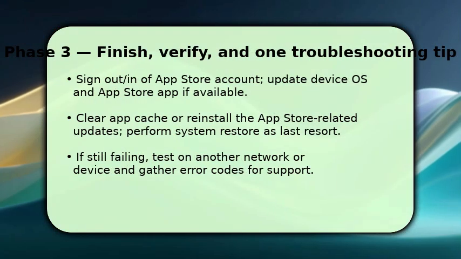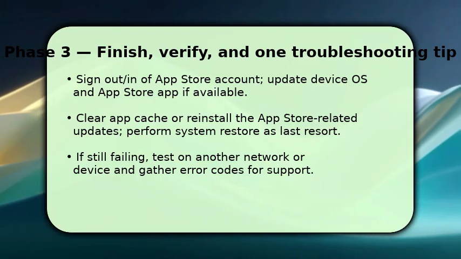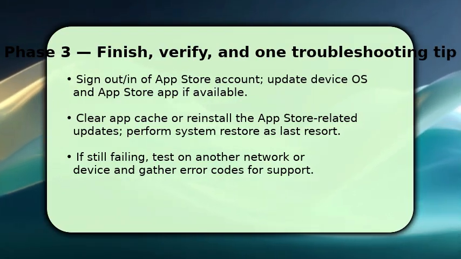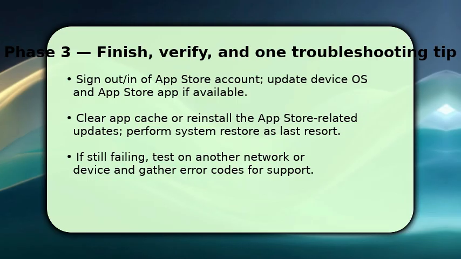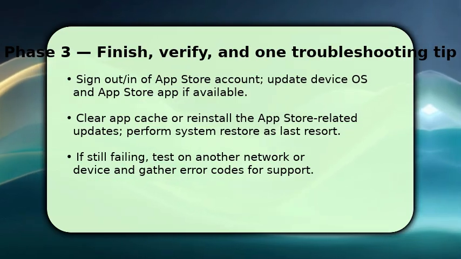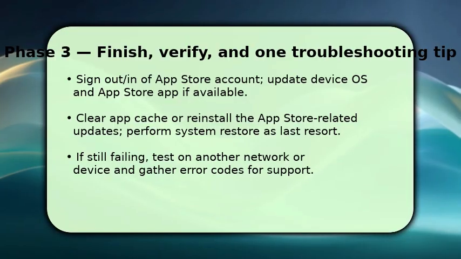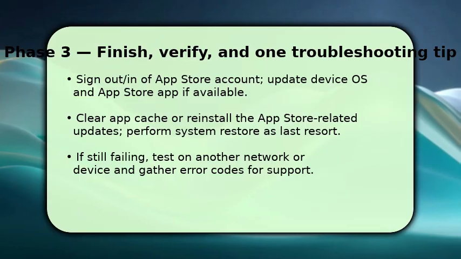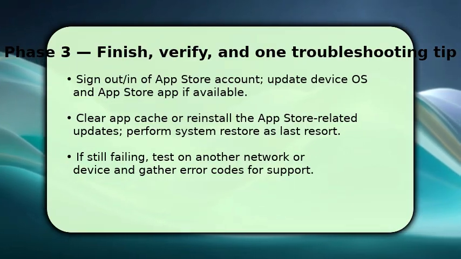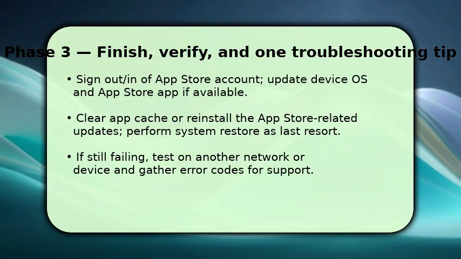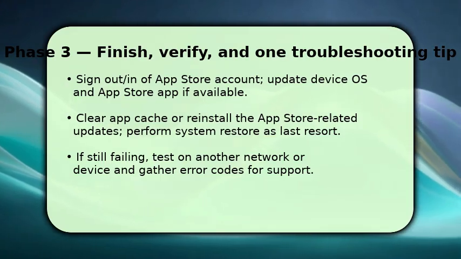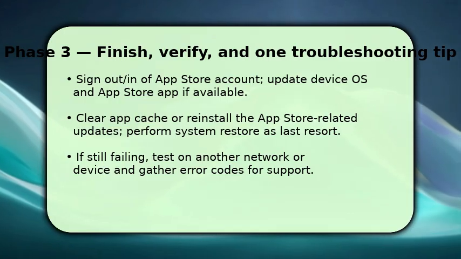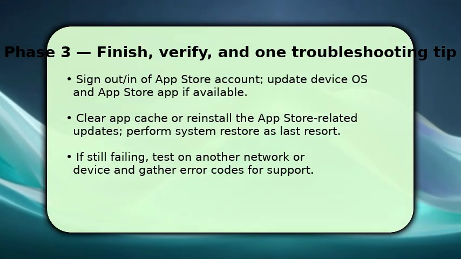After each, finally, you perform account and system remedies. Sign out of the App Store and sign back in, then install any pending OS updates, because system fixes often restore connectivity. If that fails, clear cache or reinstall problematic store components, and consider a system restore only after backing up data. Make sure to test the App Store on a different network or device to determine whether the problem is local. If you still see errors, record the specific messages and codes so support can resolve it faster.